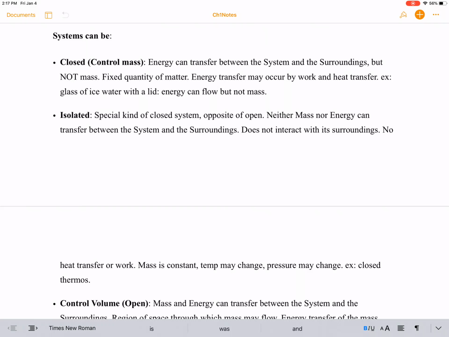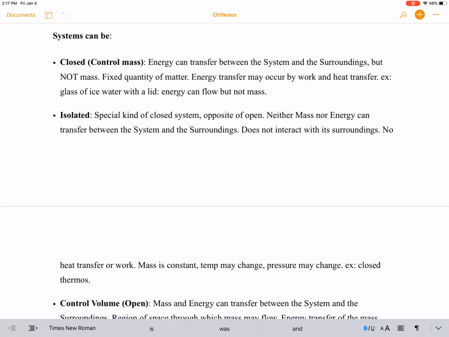Energy would flow, the water would eventually reduce its temperature. The glass may even, in fact, get condensation on it, that's coming from the surroundings, but energy will transfer as that temperature decreases, but no mass would flow out of that. You wouldn't lose any of the water that's actually in the glass.